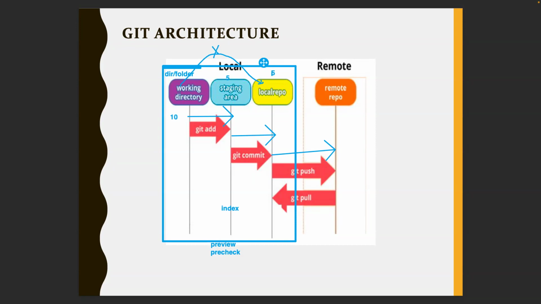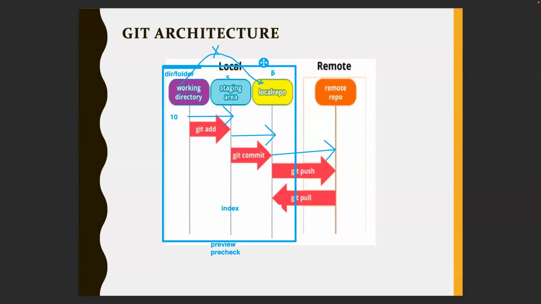Like I told you, if you have 10 files and you want only 5 files to go to local, you put only those 5 files into the staging area. It's like a pre-check. You see that all the changes were correct, and whatever you want, you have pushed to the staging area. This is not the staging area or staging environment, so don't relate it to test environment or staging. The name is staging area, or else call it the index area.